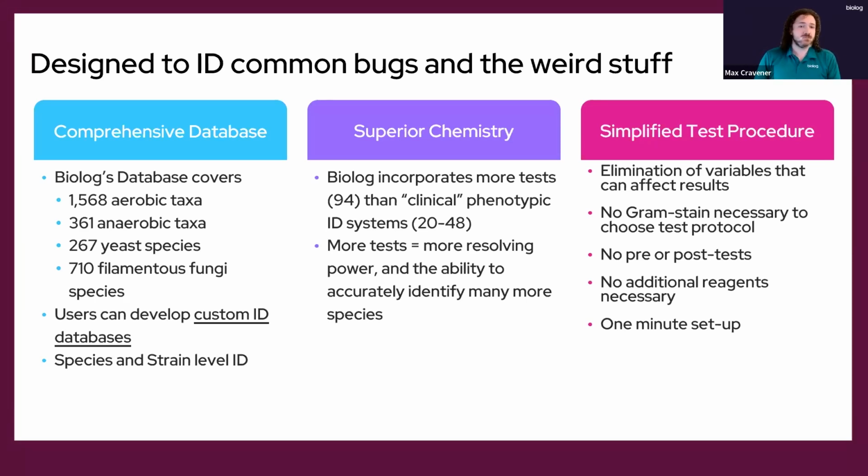So this all works by using our phenotypic ID system that takes advantage of 95 different phenotypic tests. And so with more tests comparatively to other systems out there that use 20 to 48 tests, we have higher resolving power and the ability to more accurately identify these species. We also have a simplified test procedure.